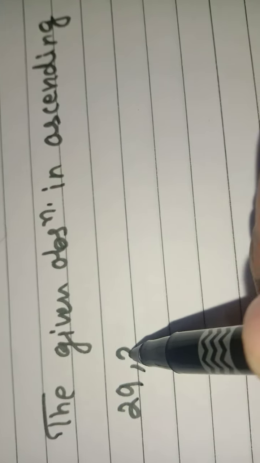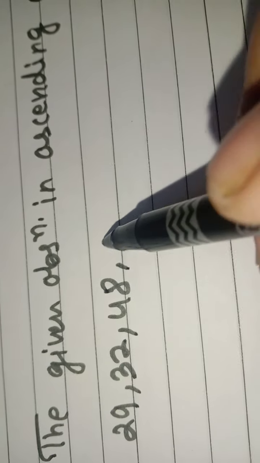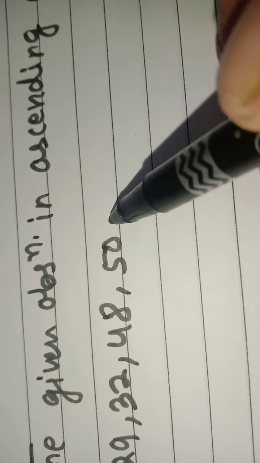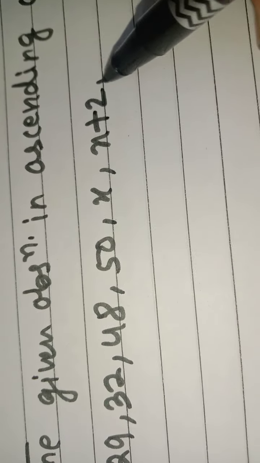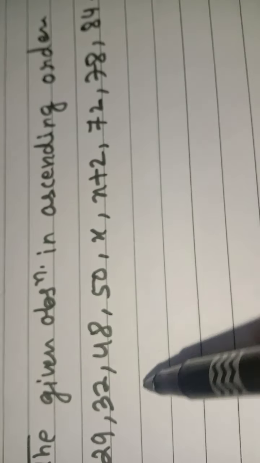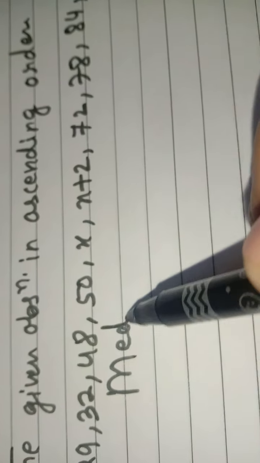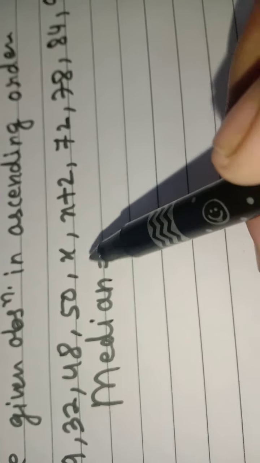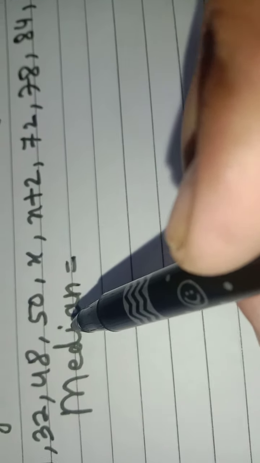Okay, what is the given observation? 29, 32, 48, 50, x plus 2, 72, 78, 84 and 95. This is the given observation, and one more thing is given. If the missing term is here, it means that 2 observations are missing, and then you should be given the value of median. Obviously it will be given, and the value of median is given as 63.